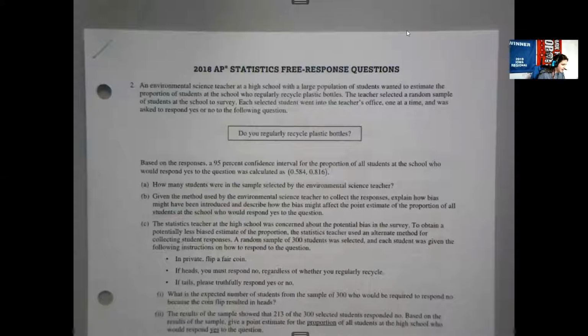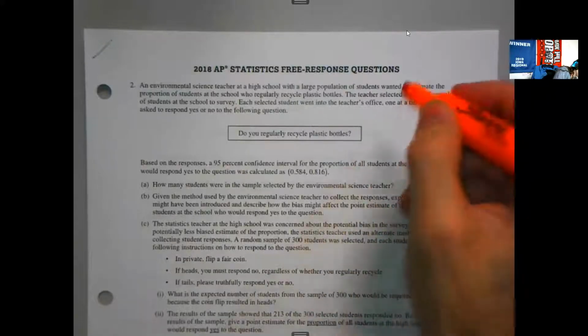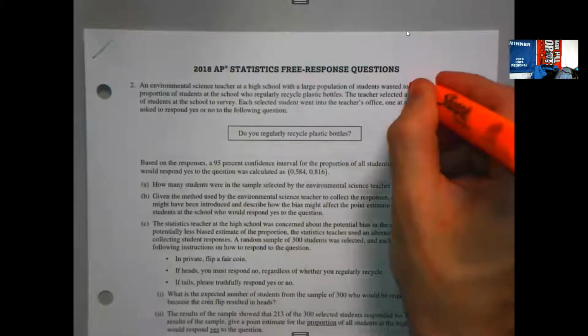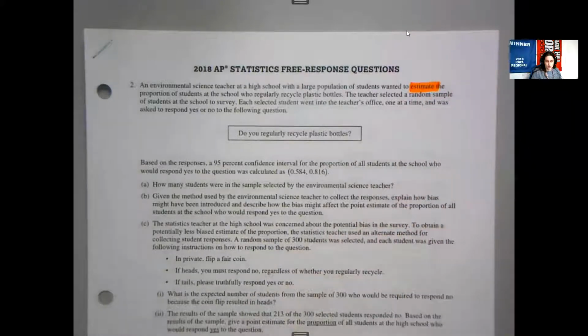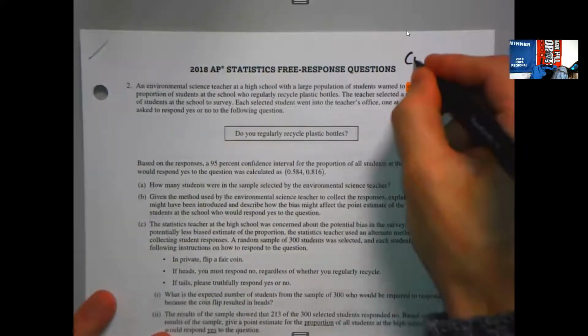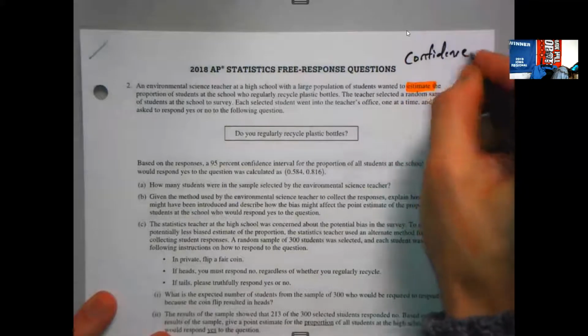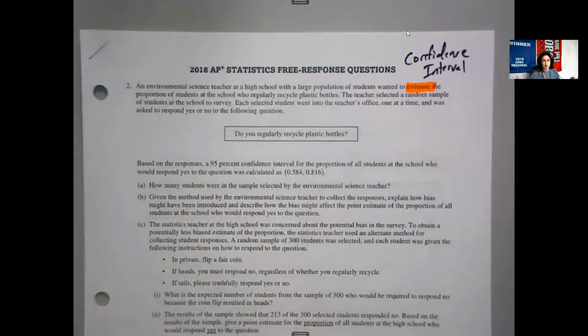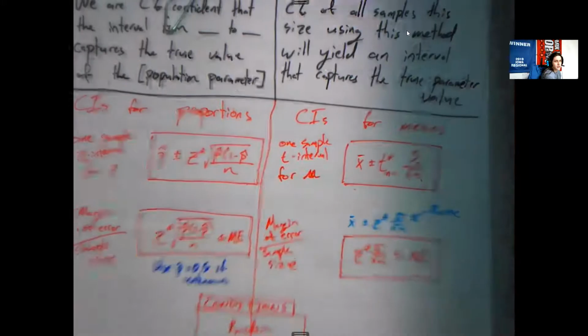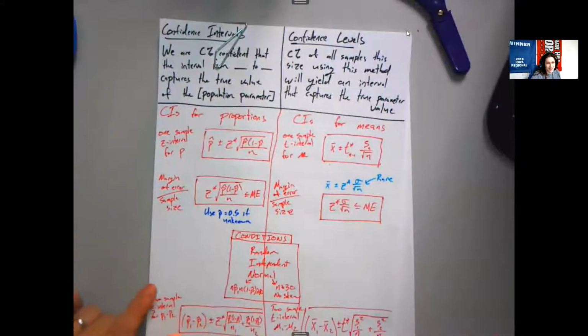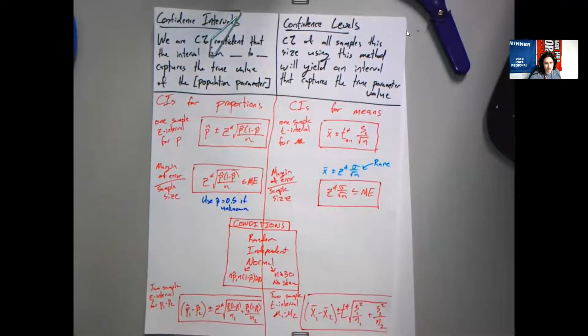All right, environmental science teacher at a high school with a large population of students wants to estimate the proportion. Okay, so first few things. I see this word estimate, and if it isn't already, you need to be shouting the words confidence interval whenever you see the word estimate. Estimate means it's confidence interval time. If it's confidence interval time, you can be looking at this formula sheet we made last time. If you don't have this out, get it out. We're going to be referring to this document over and over.